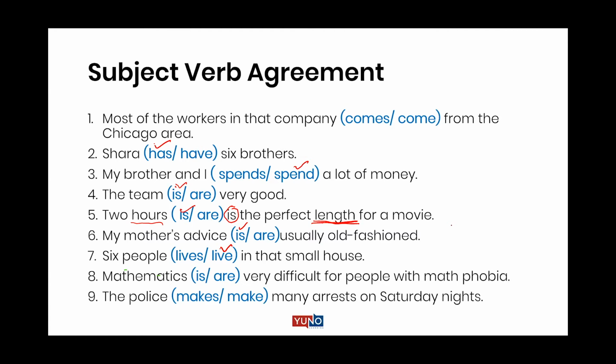Ma'am, when we talk about advice, if a lot of people are giving suggestions or advice, then can we use are? No. Then you say, I have received some advice from everyone here, right? Advice cannot be in plural. A piece of advice, some advice, that way you put it. Now, 6 people live in that small house. All right. Mathematics. Himaja?